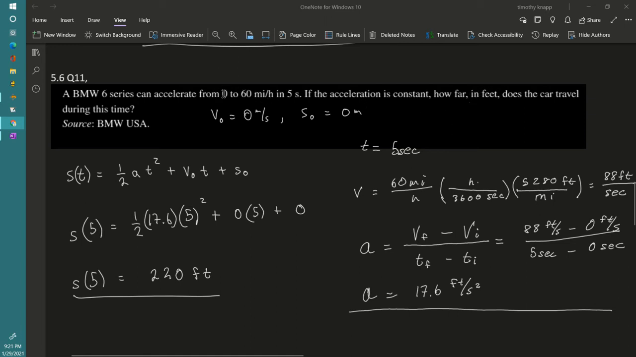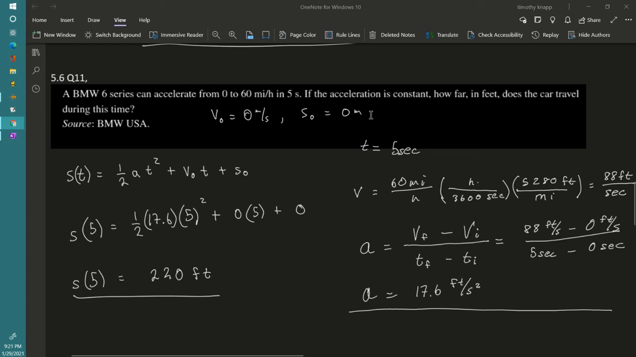So I took this thing here, the 0 and the 60 miles per hour, and I changed it to 88 feet per second. Okay, so then I used that, giving me an acceleration of 17.6. Now you can treat this as a differential equation, and you integrate this twice. When you integrate this twice, you end up getting basically this, which is the s of t.